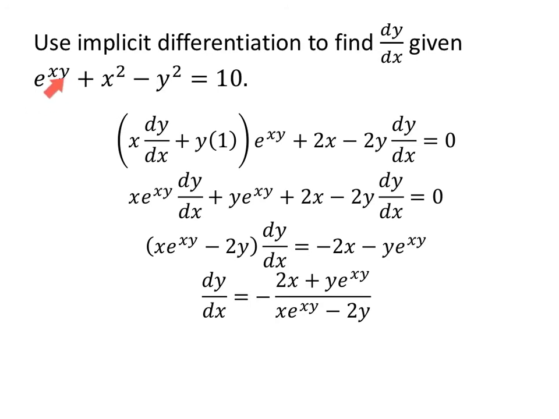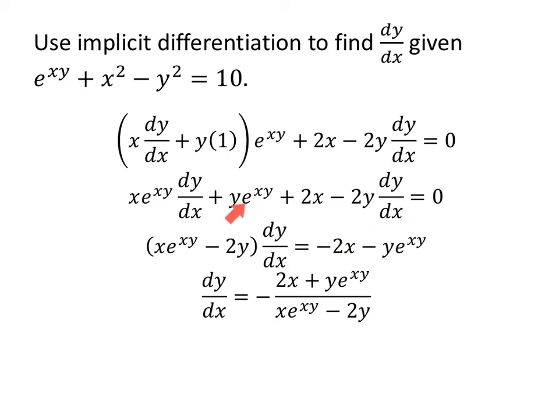Notice the product in the exponent. So the derivative of the exponent is x dy/dx plus y times 1, multiplied by the original function. The derivative of x squared is 2x, minus the derivative of y squared, which is 2y dy/dx. And on the right hand side, the derivative of 10 is 0. We'll distribute: x dy/dx times e to the xy, y times e to the xy. We have our 2x and our minus 2y dy/dx equals 0.